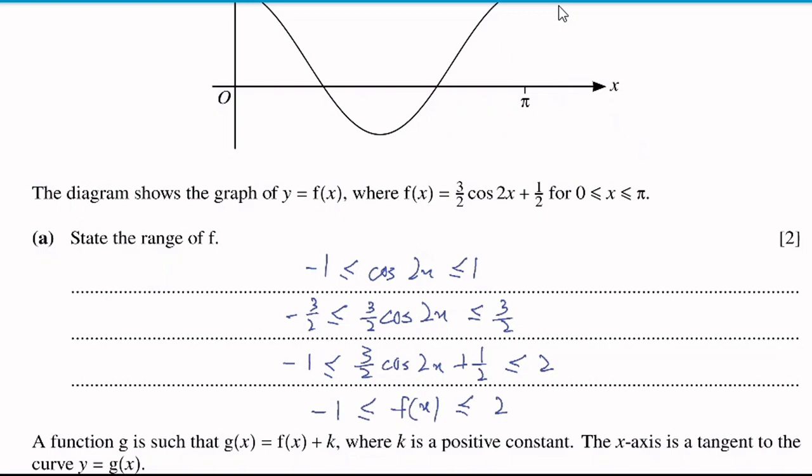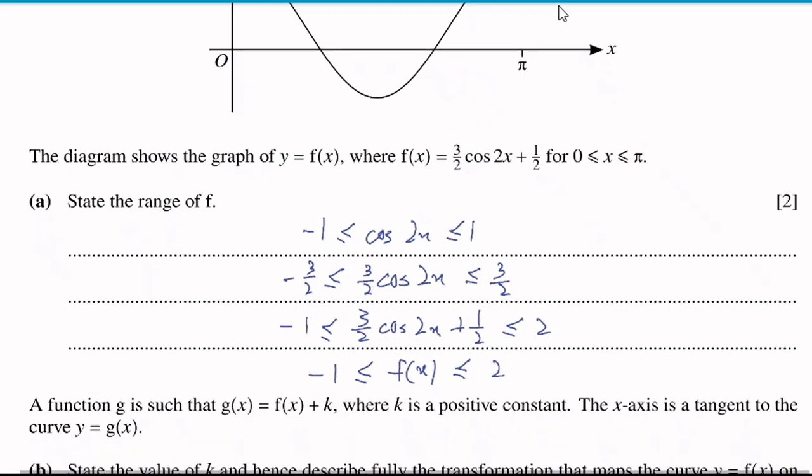So the final line is what they want to look at for the answer. Upper limit correct is 1 mark, lower limit correct is another mark. Okay. So if you look at the following part here, right?